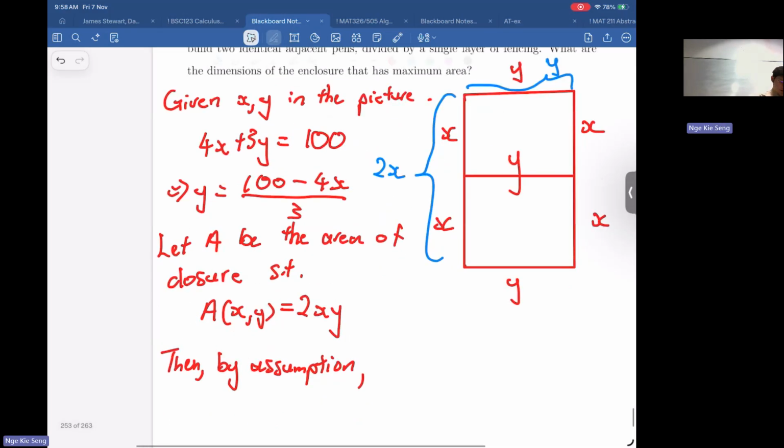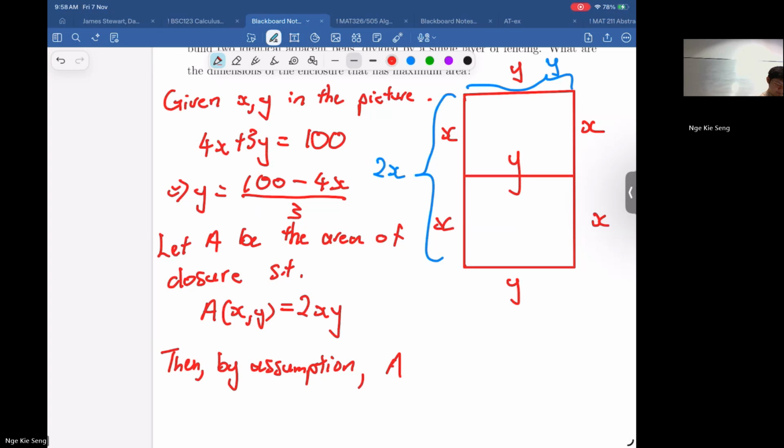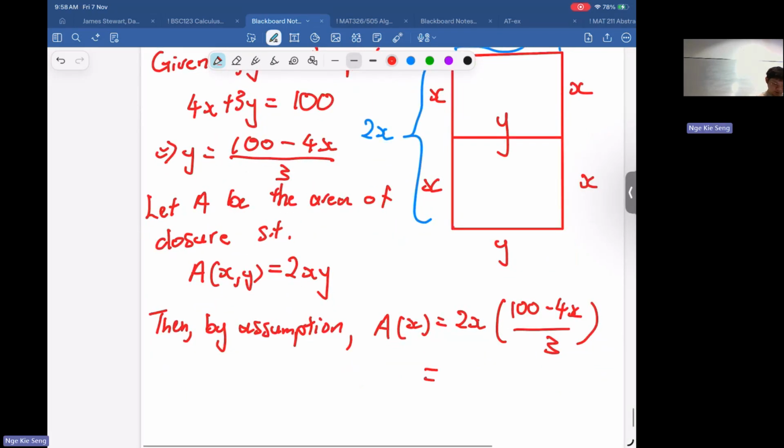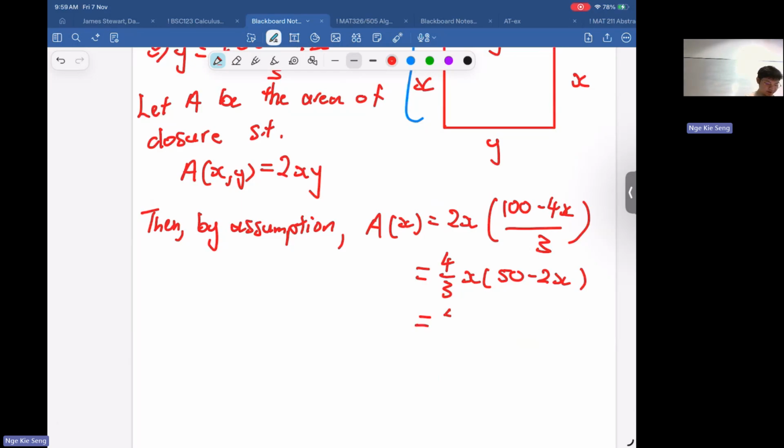So then we can rewrite our A. A becomes 2x times (100 minus 4x) over 3, which is 2 over 3 x times (100 minus 4x). Maybe you can pull the 2 out: 50 minus 2x. Maybe this form is not nice for differentiation later, so let's just multiply it out. It becomes 200 over 3 times x minus 8 over 3 x squared.